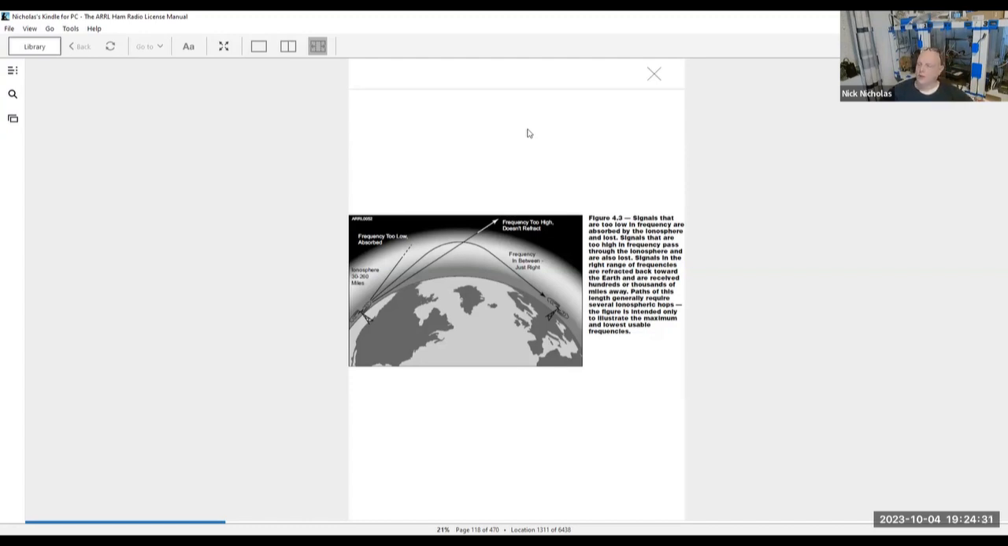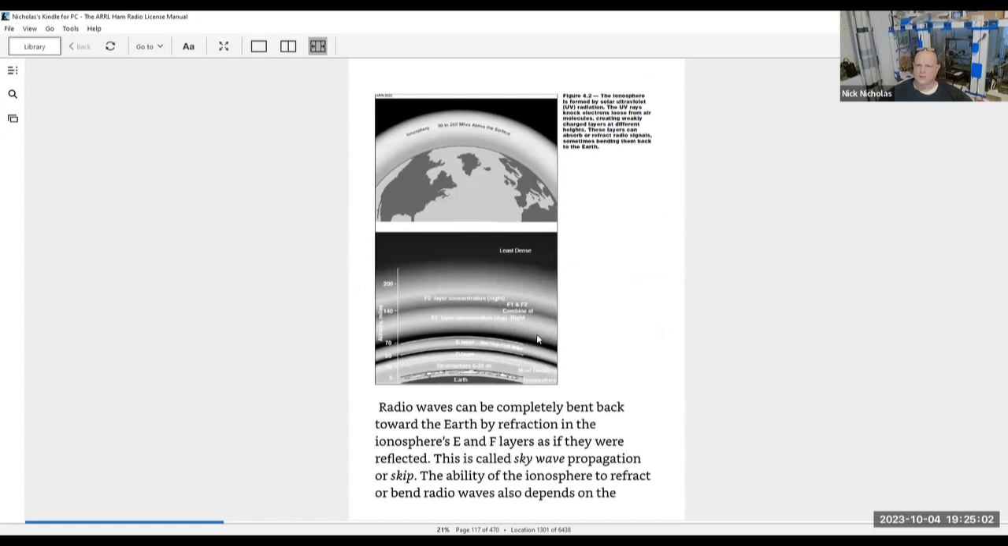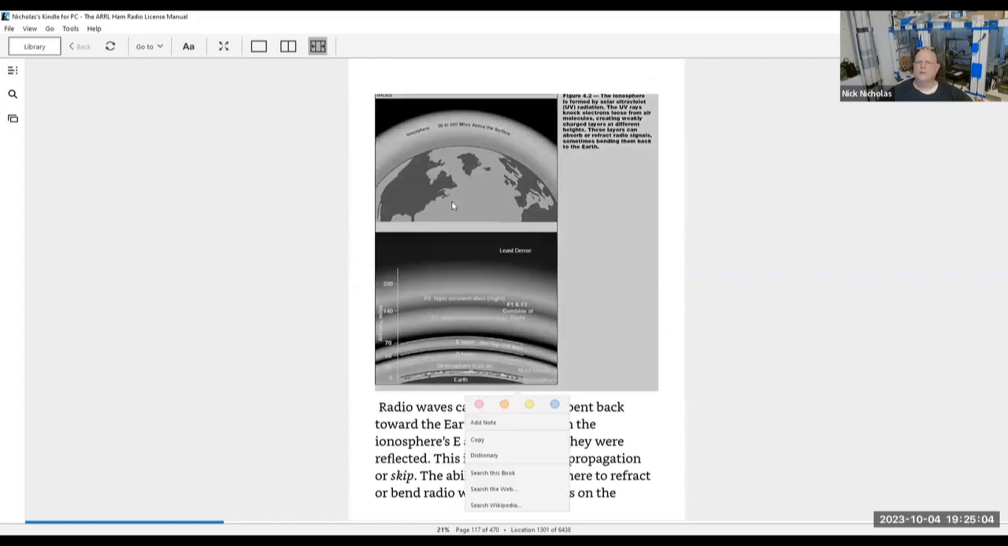But there are other skips. Mostly, when we're talking about bouncing off the atmosphere, we're talking about HF frequencies. And that will be something important in the general class licenses. But there are other things that happen. And I'm going to use an earlier picture. I want you to be aware of them all. It's covered in your book, but I'm going to go back to a picture that's easy to look at. Let's look at the Earth.